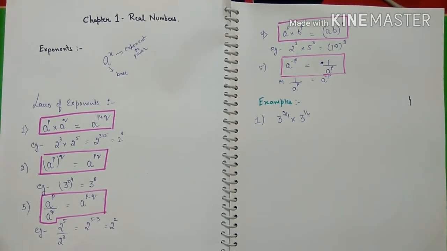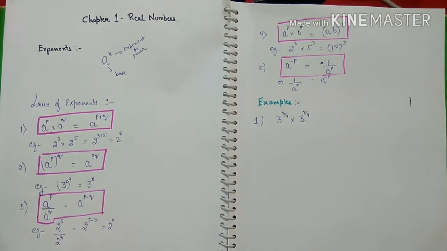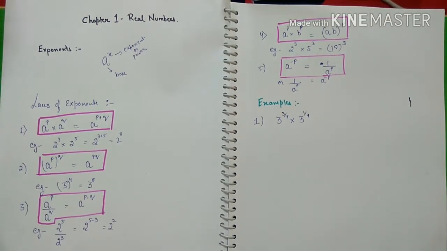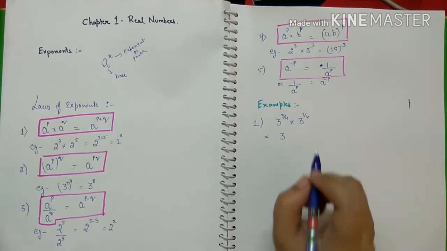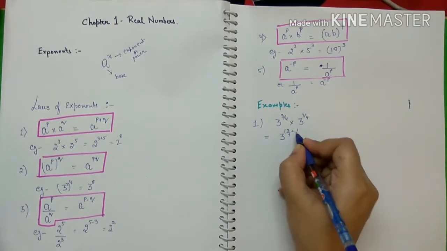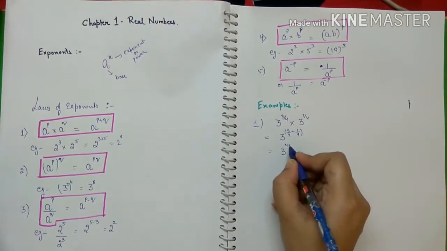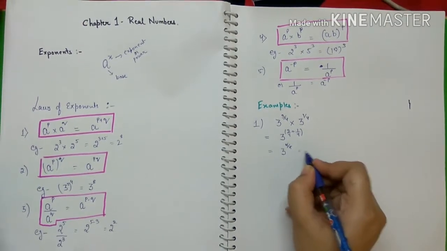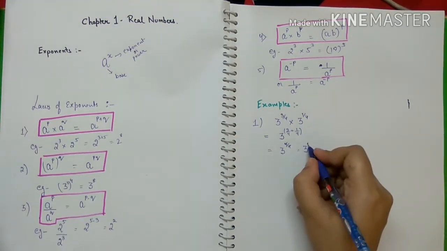So here is our first example, 3 raised to power 3 by 4 into 3 raised to power 1 by 4. Now here the base is 3 but the powers are different, 3 by 4 and 1 by 4. So we'll use our first law, which says that we take the base in common and add the powers, which becomes 3 by 4 plus 1 by 4. And here is our answer, 4 by 4. The 4s get cancelled and we are left with 3 power 1, that is 3.